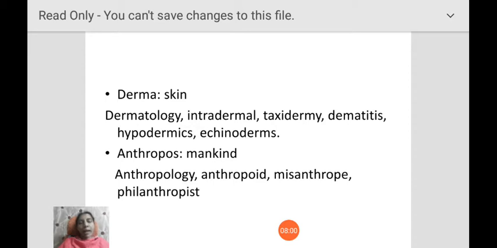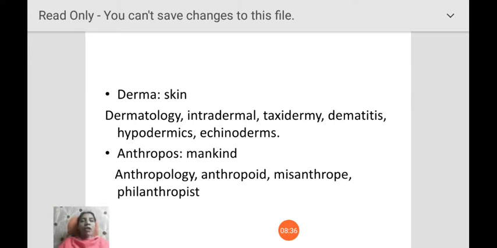Anthropos means mankind, something related to mankind. So here again, the easy word anthropology. Logy is, as you know, study. Anthropology is the study of mankind. Anthropoid, an early human being, is called anthropoid. Misanthrope, a person who is not kind to the human species. Okay, so he is a misanthrope.